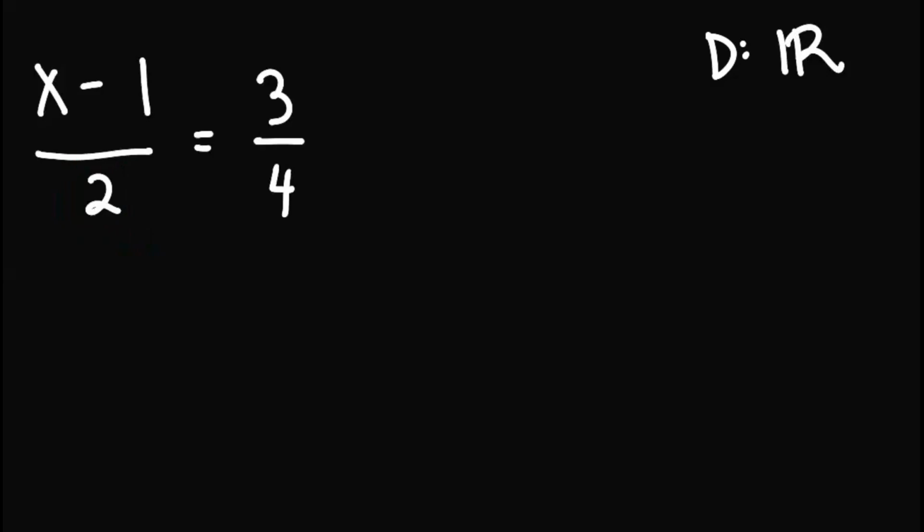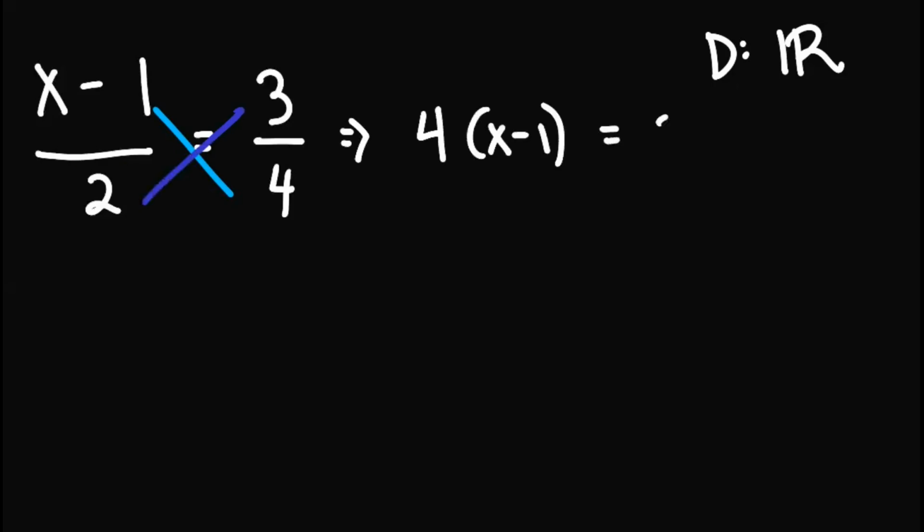So upon solving this, whatever value of x that we get, as long as it's a real number, we consider it as a solution. So solving for this one, going to the cross multiplication method, we obtain 4 times x minus 1 equals 3 times 2.